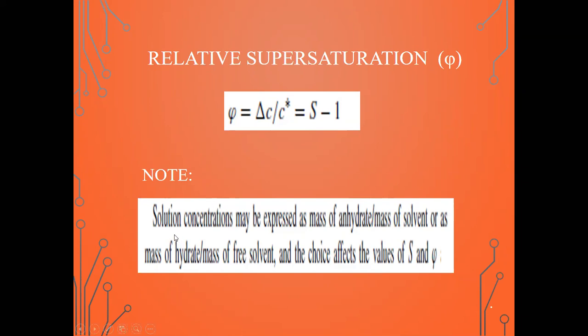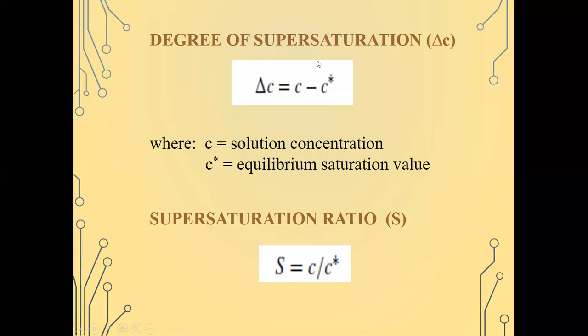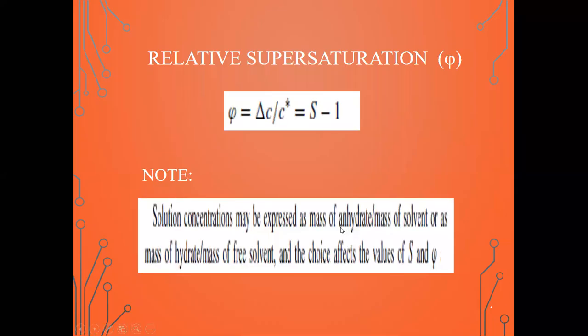Now, there's a note here that solution concentrations may be expressed as, so the C's that you are seeing here, the C asterisk, the C, and of course the delta C, which is dependent on the two, can be expressed as mass of the anhydrate over the mass of the solvent, meaning the mass of the solid without the water over the mass of the solvent.